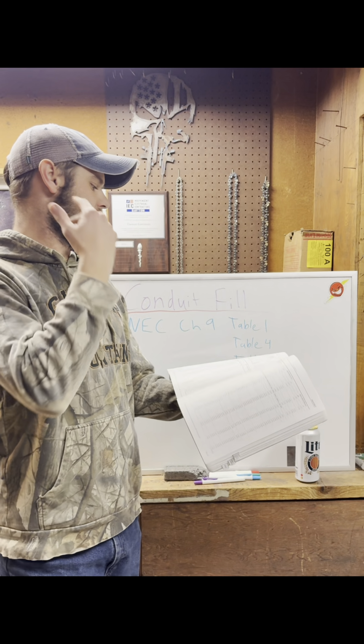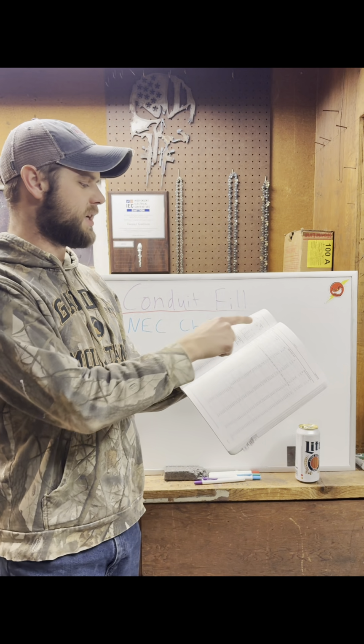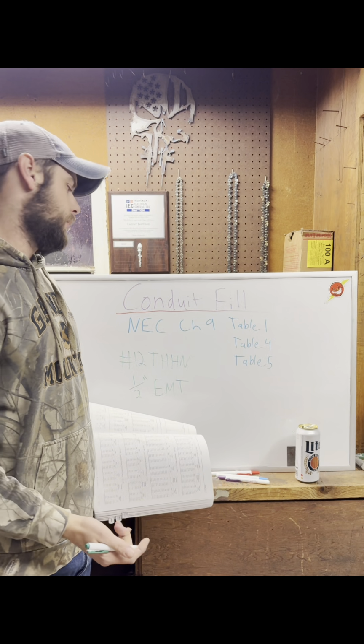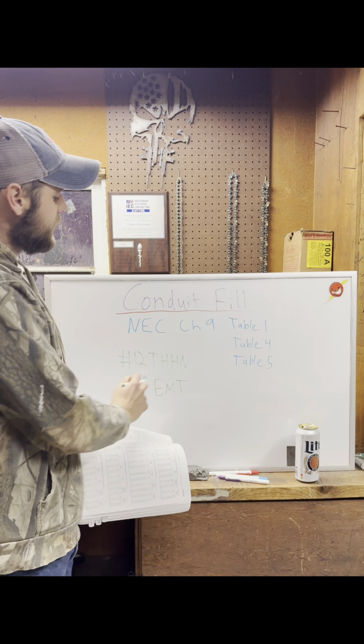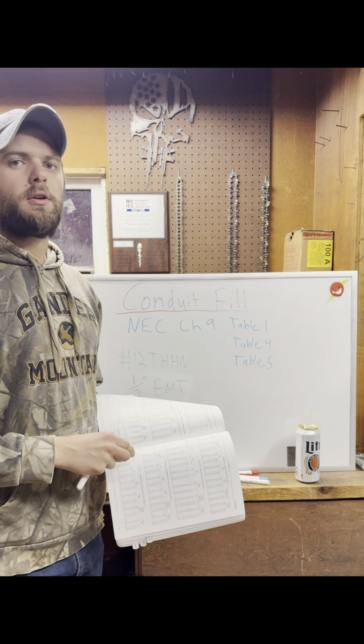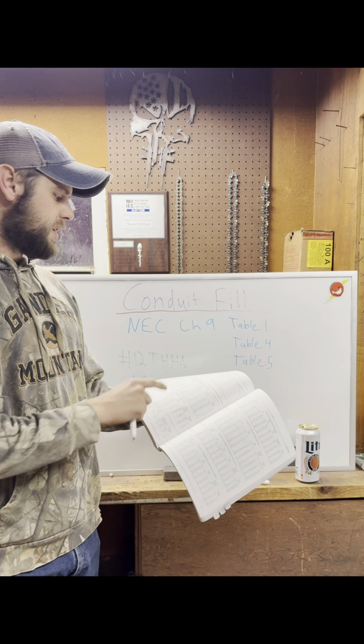And if we flip on over to Chapter 9, Table 5, you'll see that we have every single type of conductor and the approximate area of each size of those conductors. So how do we apply that? Well, let's say we want to figure out how many number 12 THHN conductors we can fit inside a half-inch EMT. So the first thing you're going to do is go to Chapter 9, Table 4, and you're going to locate EMT, which is right here.